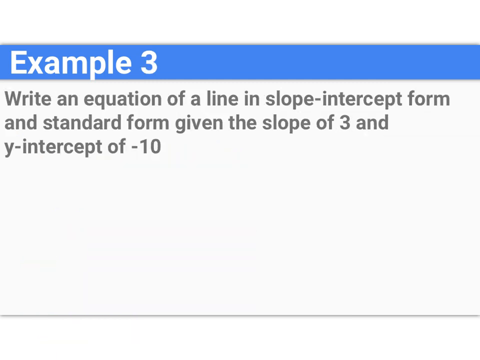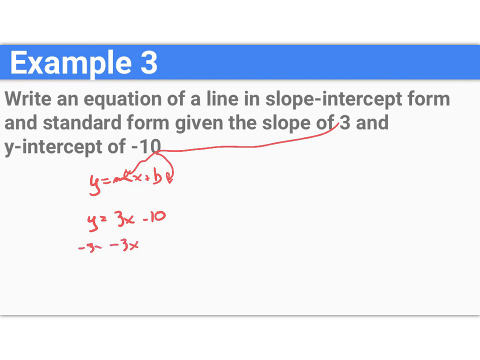Okay, example 3. Write an equation of a line in slope-intercept form. That means y equals mx plus b. And standard form, given the slope 3 and the y-intercept of negative 10. So we have y equals 3x minus 10, because 3 is our slope and negative 10 is our intercept. There we go. Now to move this around, I will have to subtract 3x from both sides.